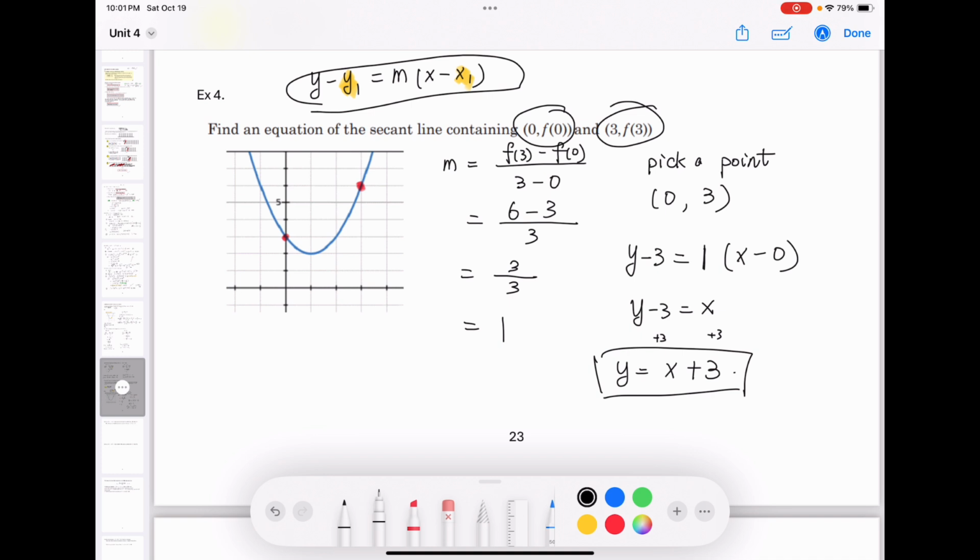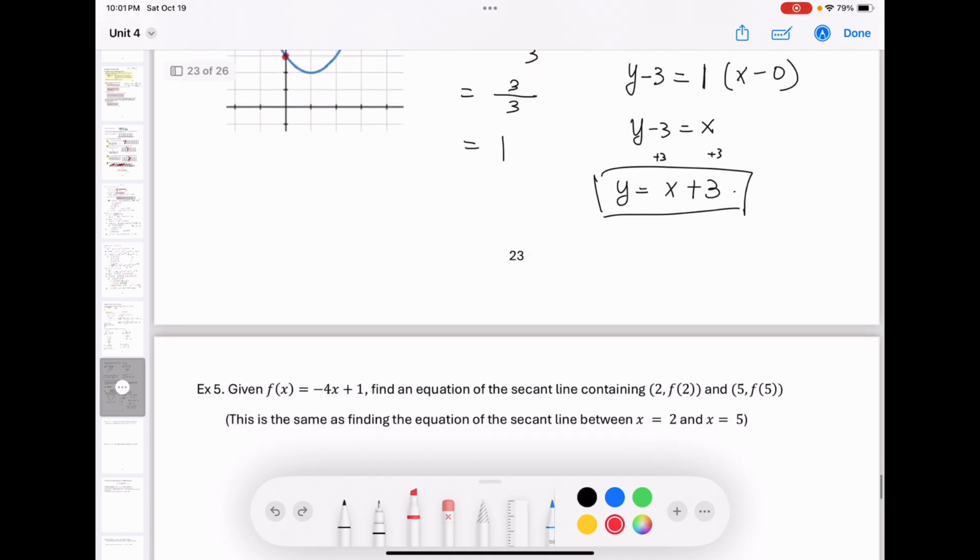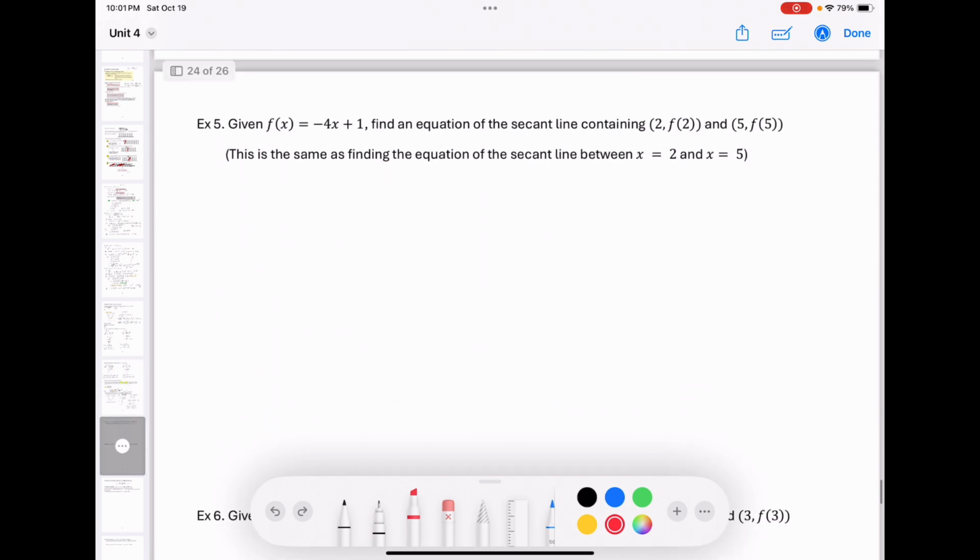Second, we say the second line passing through the 2 points. We need to find the slope. Second, we pick a point. I can pick this point or this point and bring them into this formula and find the equation. Okay, let's see the next example.